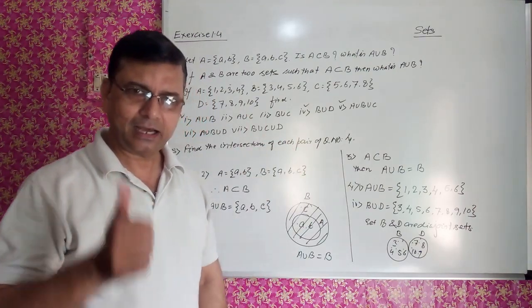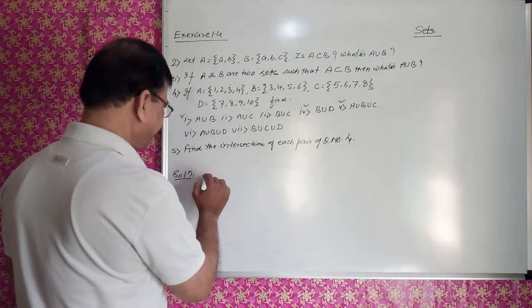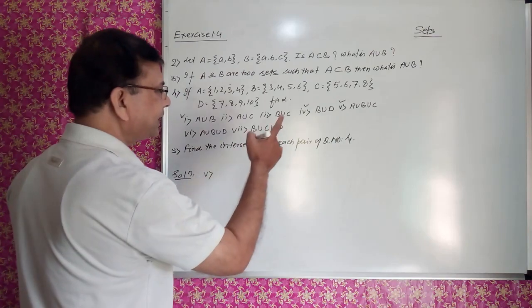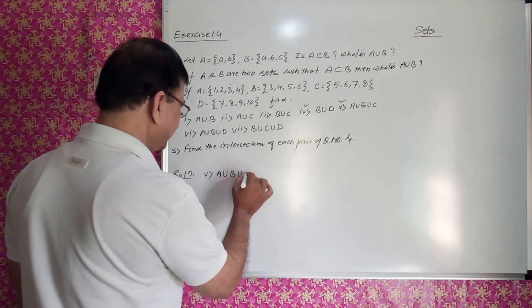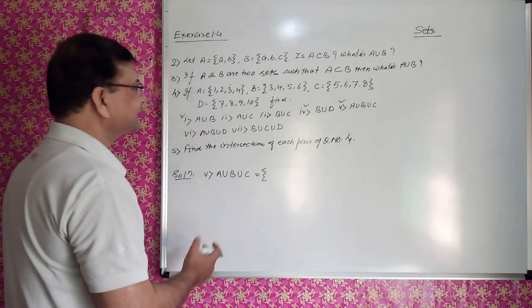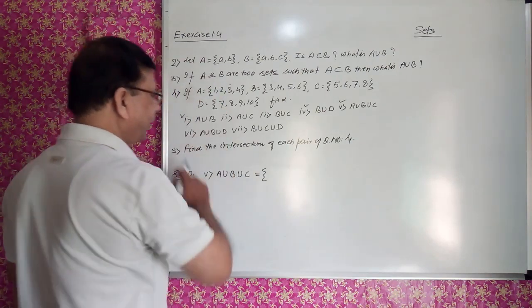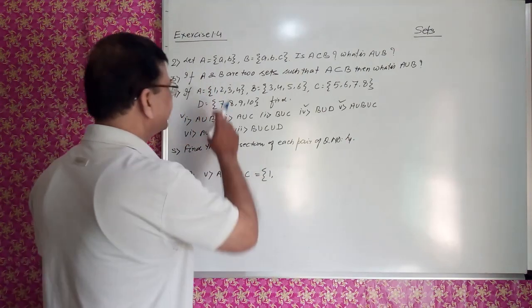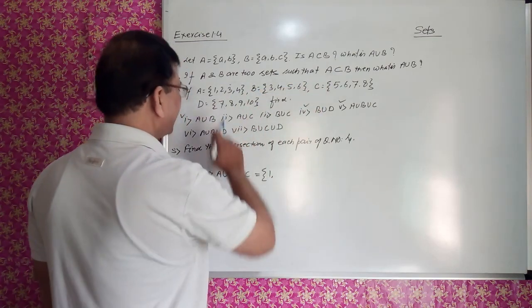Clear? Understand. Now I will take this problem. That is the fifth part, A union B union C. So first I will take the elements of A. That is 1. Is 1 there in B? No. I will take 2.